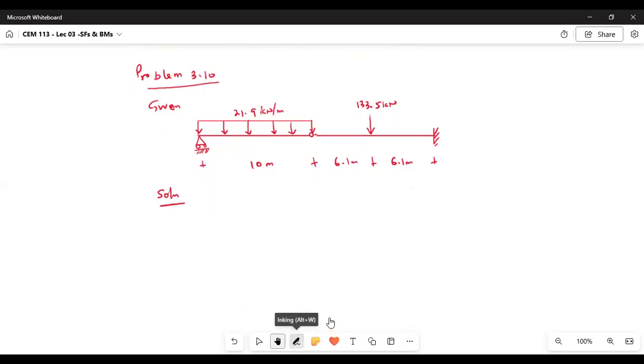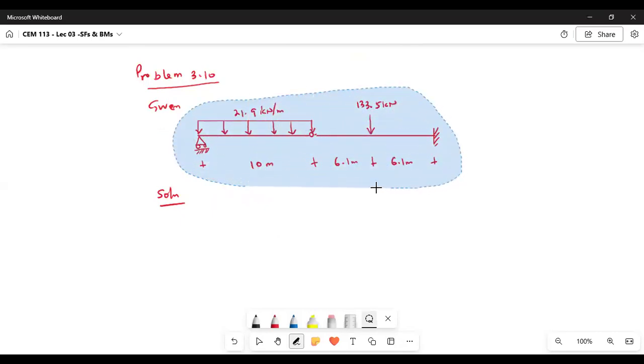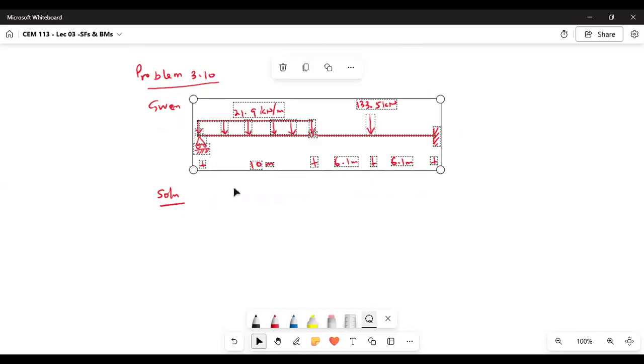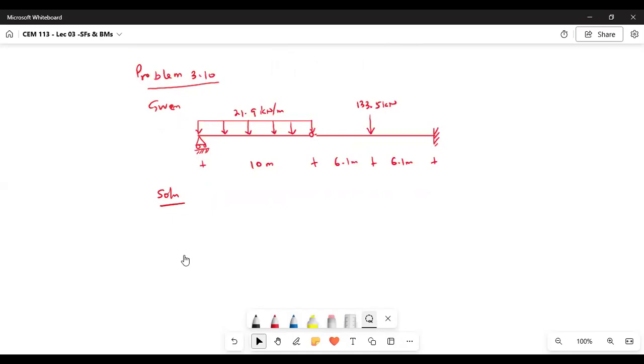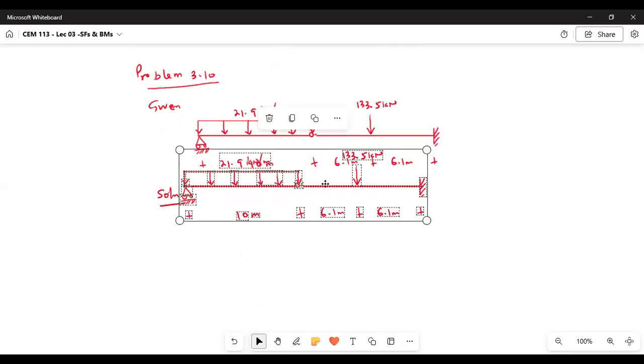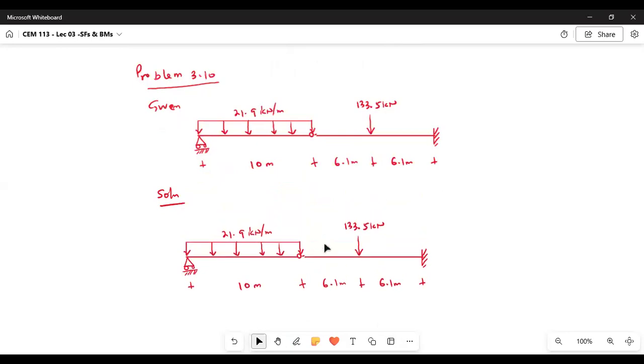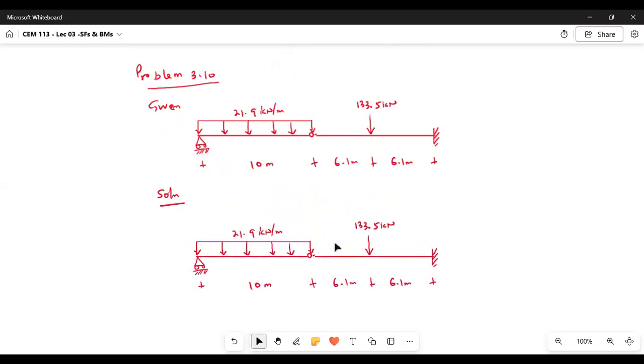So this one, I'm just going to draw the separate parts and then I'll leave the rest for you to go and do since you know how to do it already.